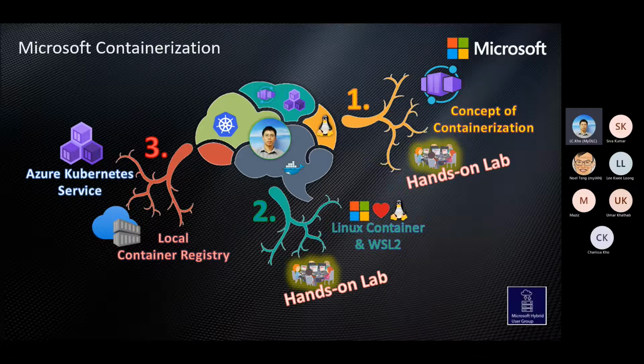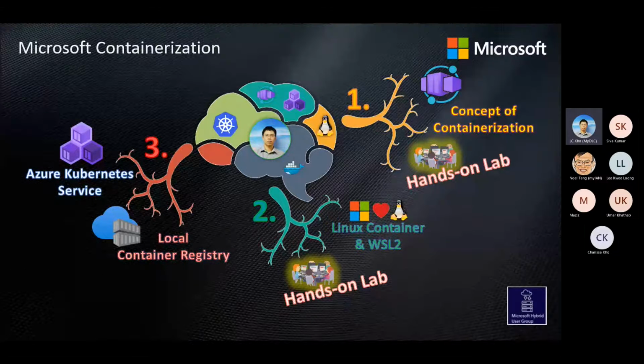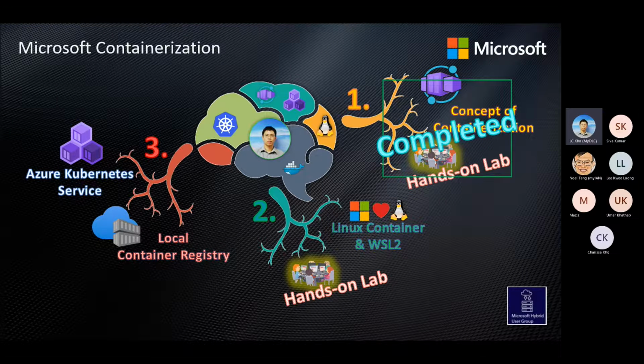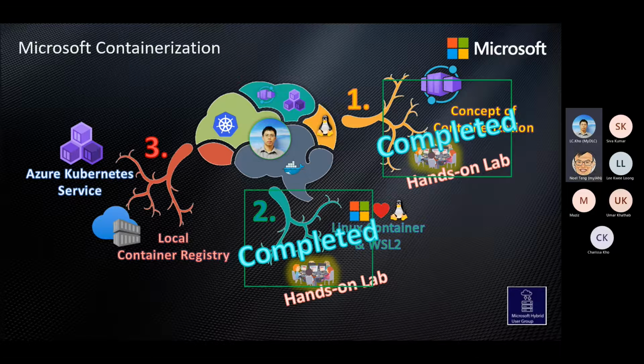On the first sector, we have concept sharing, followed by a hands-on lab. This is done on part 1 already, followed by the sharing for the Linux container and the WSL. Of course, followed by an interesting hands-on lab where we learn how to turn on the WSL features, install the Kali Linux and turn on the S window last week. So this part's done as well.